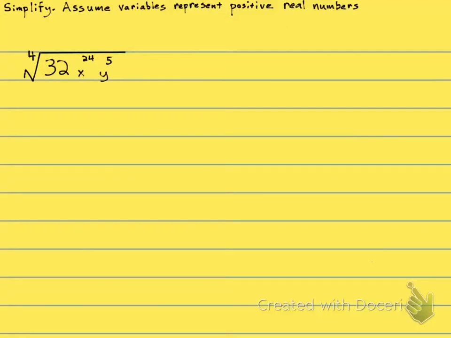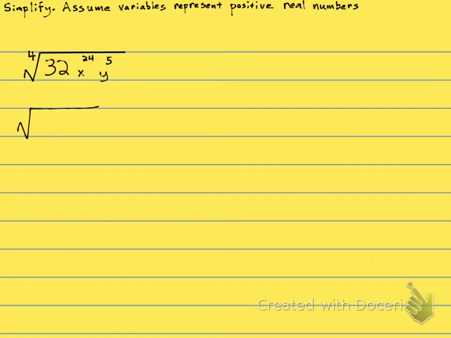All right, they're asking us to simplify a radical, and in this case we see that our index is 4. So this is the fourth root of 32 x to the 24th y to the 5th. And now what I'm going to do is treat these separately. I'm going to look at the 32, the x to the 24th, and then the y to the 5th separately. So I can split up my radical.